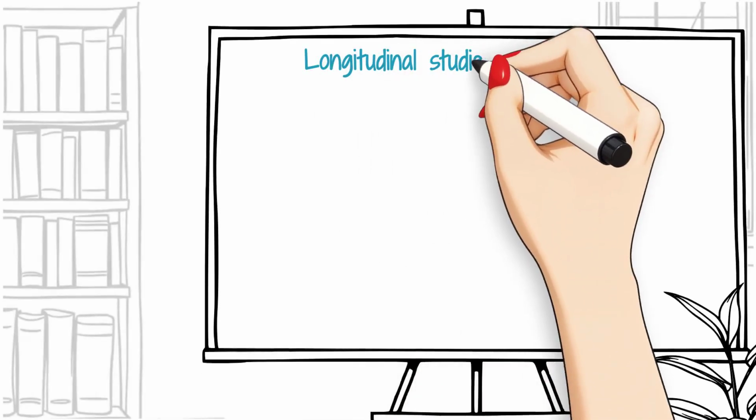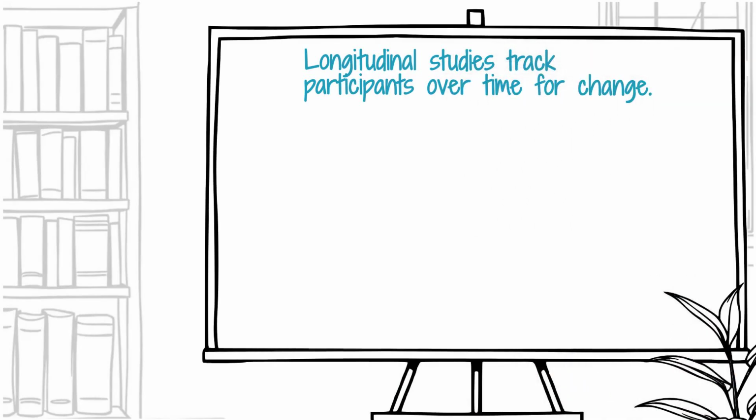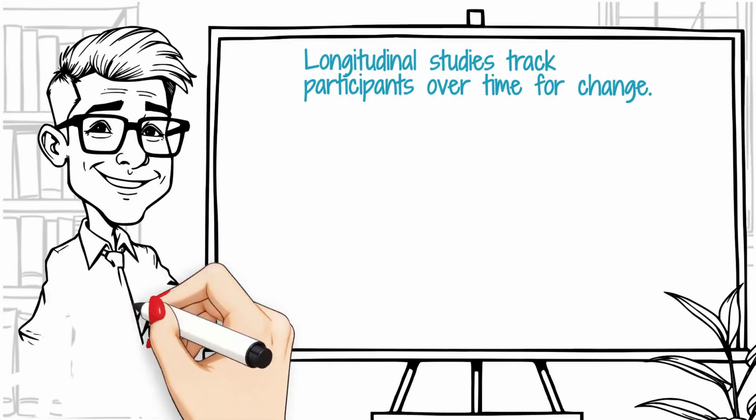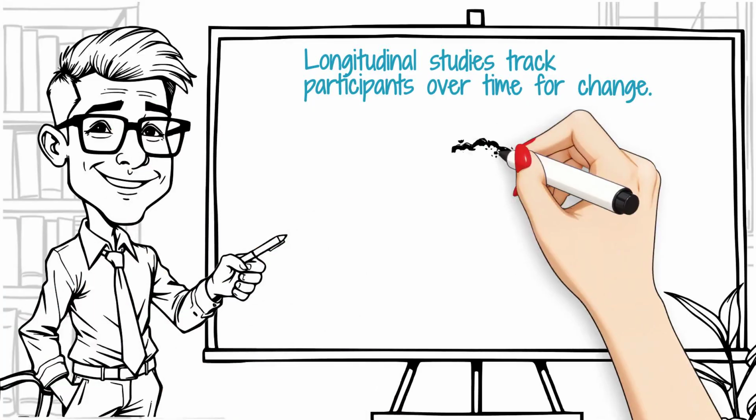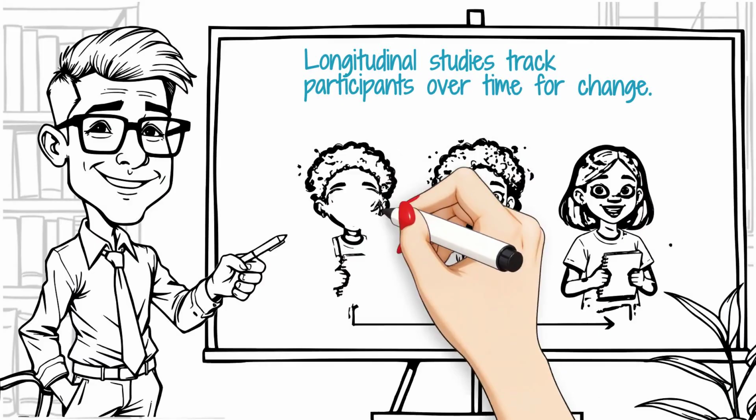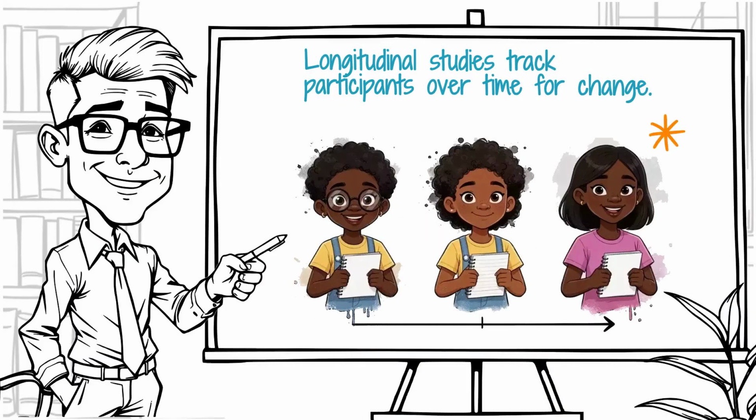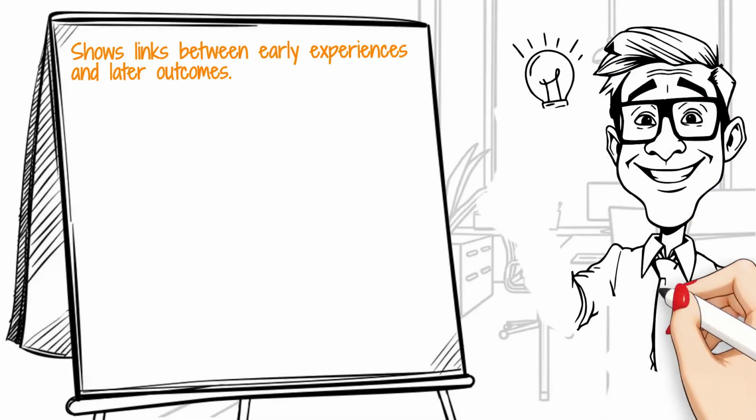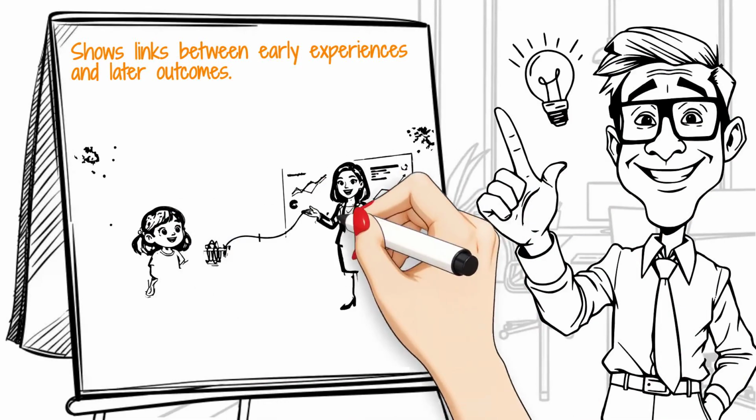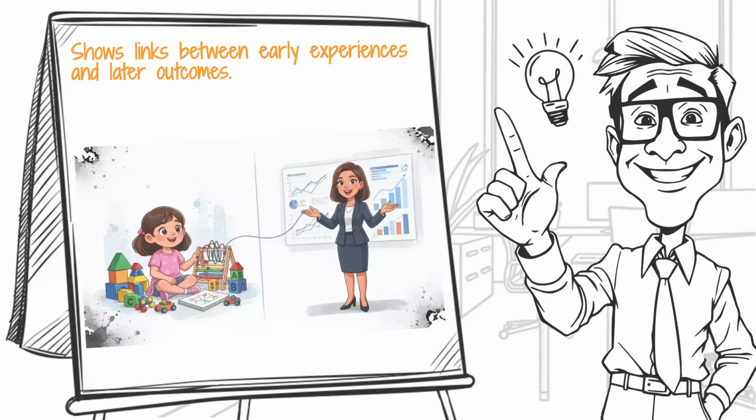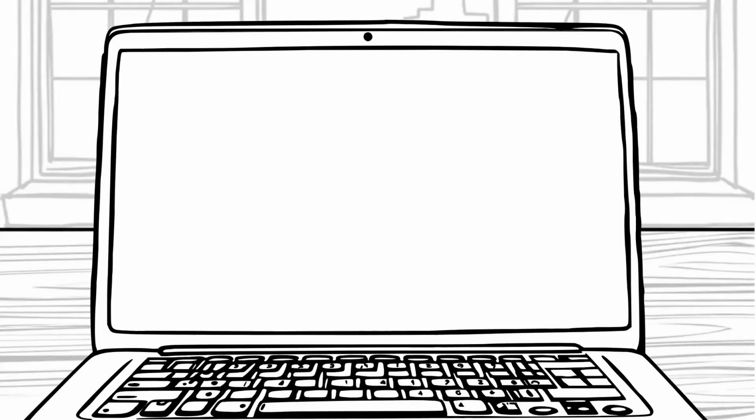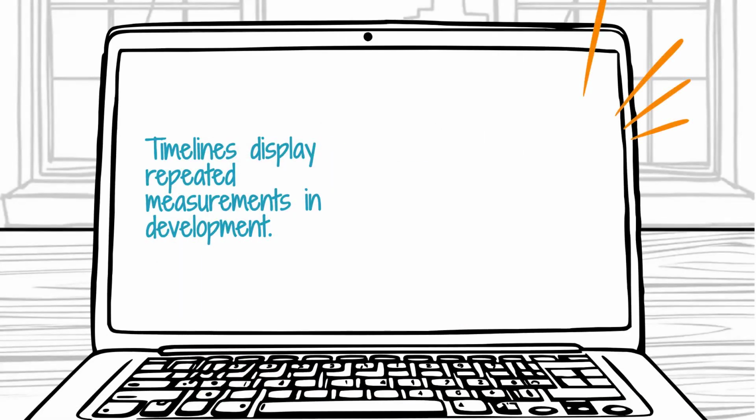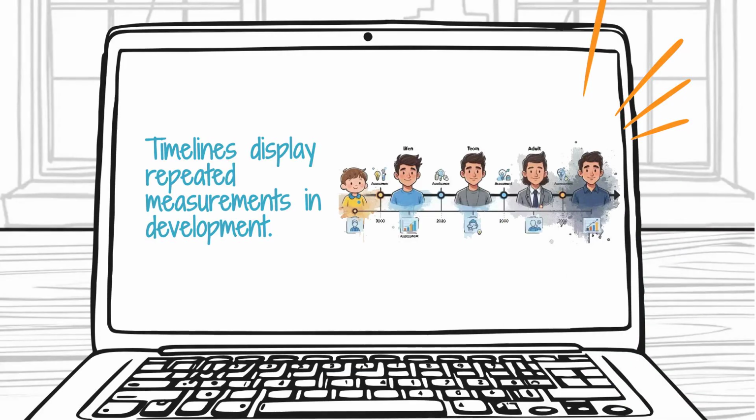Begin with a longitudinal design. In a longitudinal study, the same participants are followed over time to observe developmental change. This method is powerful because it captures trajectories, timing, stability, and transition. It can show how early experiences predict later outcomes, but it also requires significant time, funding, and careful attention to participant attrition. A visual timeline can help illustrate how repeated measurements build a developmental profile.